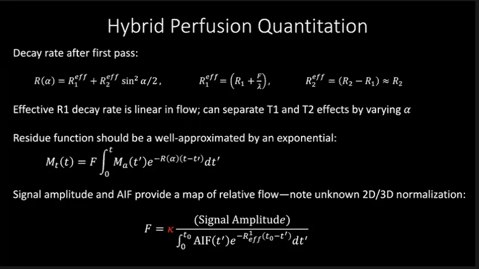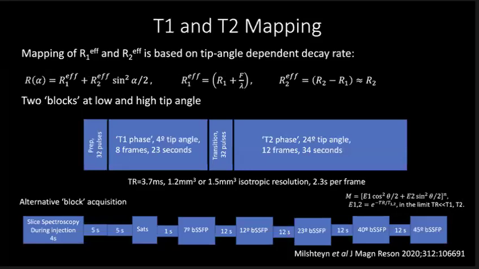Now I put a factor kappa in here because the denominator here is 2D, the numerator is 3D, and we've got all those normalization issues and so forth to think about. And so we're going to normalize using an alternative strategy rather than trying to get the absolute normalization of the AIF.